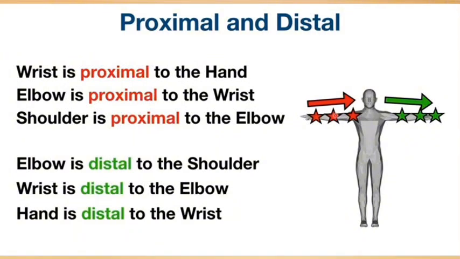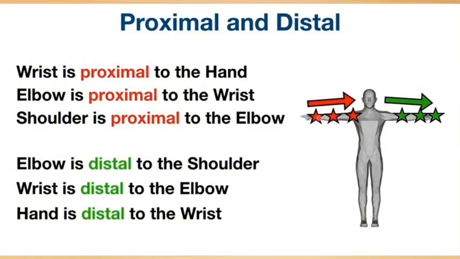But when we were comparing the wrist and the hand, we said that the wrist is proximal to the hand, and the hand was distal to the wrist. But now we are comparing the wrist and the elbow, and we notice that the elbow is closer to the trunk, which is this side. Because this is closer to the trunk, we say this is more proximal. So in comparing the elbow and the wrist, the elbow is proximal to the wrist.